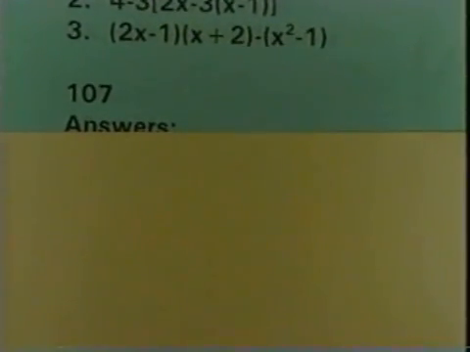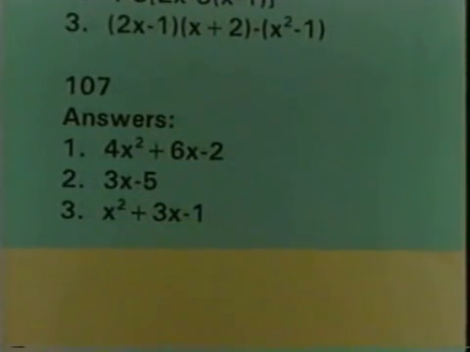Here come your answers. The answer to the first one, 4x squared plus 6x minus 2. The second one, 3x minus 5. The third one, x squared plus 3x minus 1.